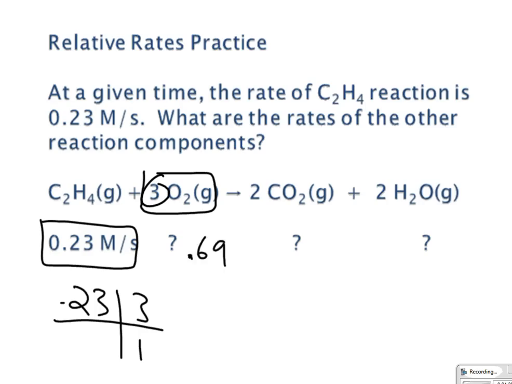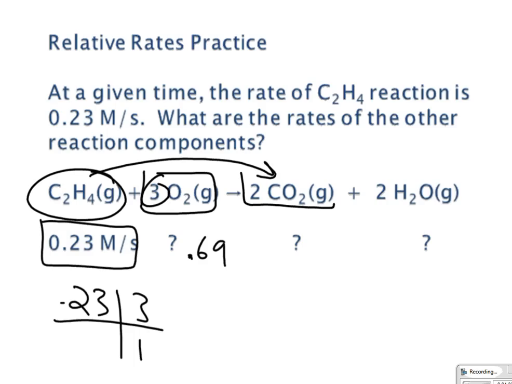What if I was comparing C2H4 to the amount of CO2 produced? I'm comparing, that's what we talk about, relative rates. Well, what I would do is I would take 0.23, coefficient here is 1, coefficient there is 2, so that would be being produced at a rate of 0.46 molarity, would be double. It goes back to using the coefficients and then multiplying times the ratio.